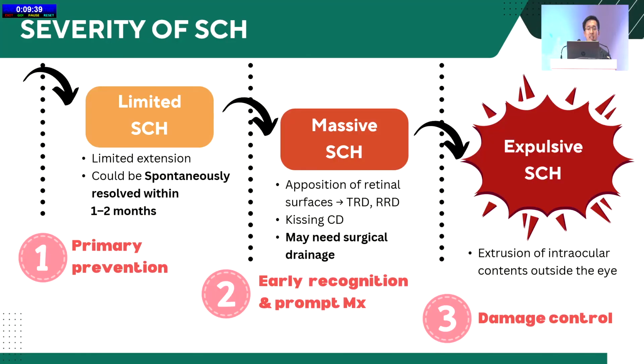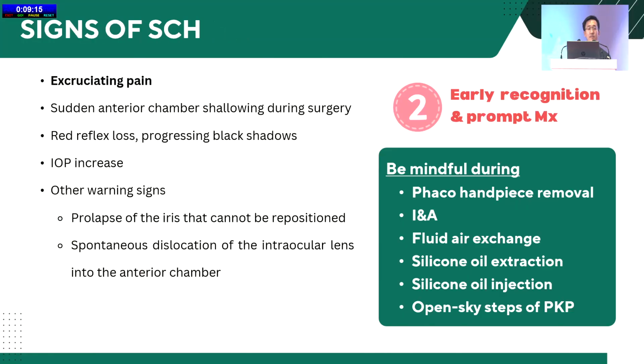So this highlights the importance of early recognition and timely management to prevent a limited suprachoroidal hemorrhage from turning into a massive one. If we can control it fast, we can save the eye. And if we already have a massive suprachoroidal hemorrhage, what we can do is control the damage before it turns into an expulsive one.